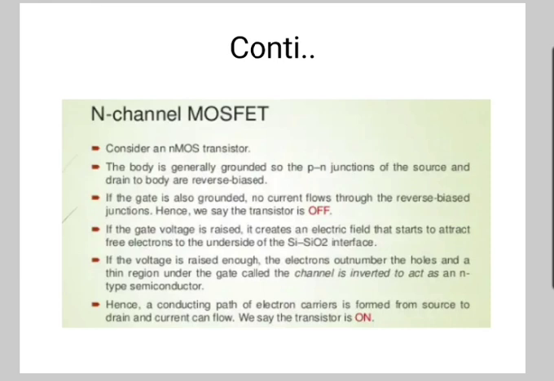If the gate voltage is raised, it creates an electric field which starts to attract free electrons to the underside of the SiO2 interface. If the voltage is raised enough, the number of electrons is such that the region under the gate, called the channel, is inverted to act as an n-type semiconductor. So a conducting path of electron carriers is formed from the source to the drain and current can flow. So we can say that the transistor is on.